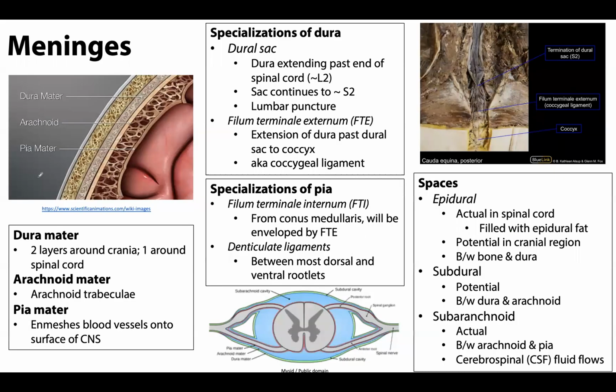So that is it for the meninges. That was a lot of fun. And of course, I always like to end with the super awesome summary slide.